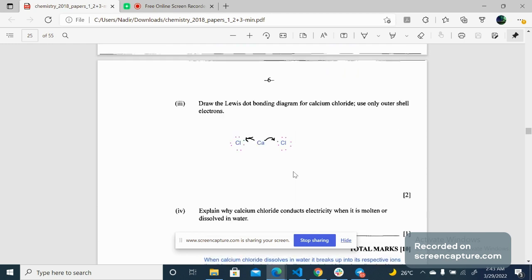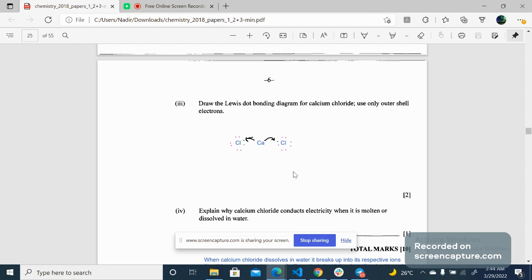We have been asked to draw the Lewis dot bonding diagram of calcium chloride using only outer shell electrons. As in the name, dot bonding diagram, we have to represent the valence electrons as dots. And we have to use the arrow in order to signify or represent the inclination of the electrons towards specific elements.